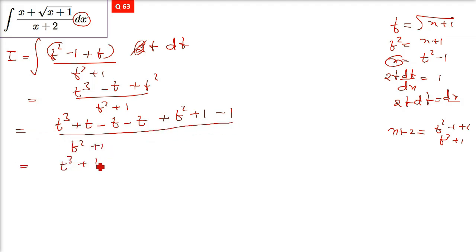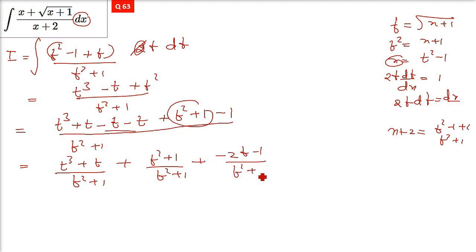So t cube plus t by t square plus 1, one thing. This t square plus 1 I am bringing it in the front. T square plus 1 divided by t square plus 1. Then we have negative 2t minus 1 divided by t square plus 1. When you take t common from here, you will get t square plus 1. In the denominator it is t square plus 1. This gets cancelled. So you can just have a dt.